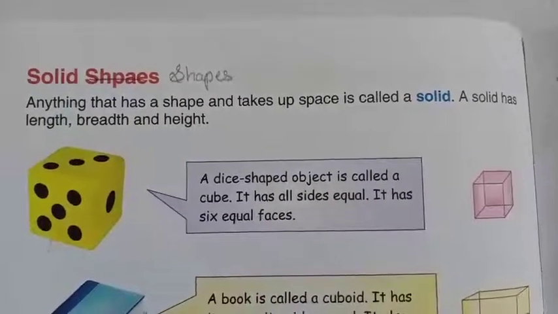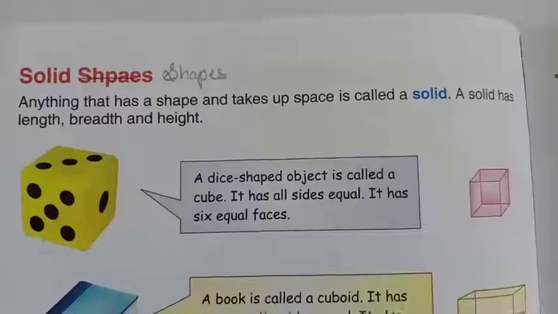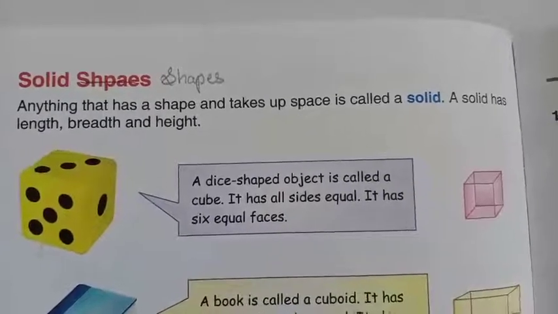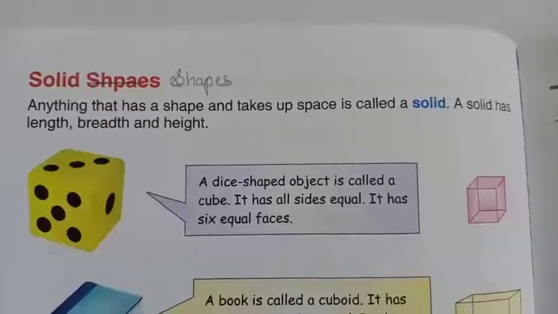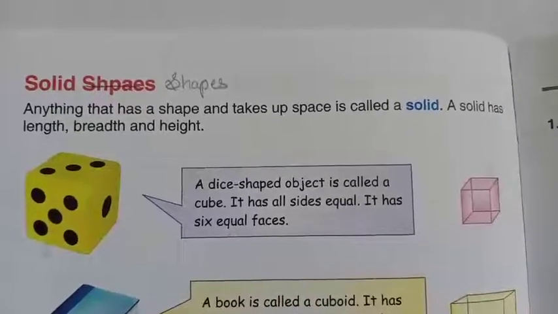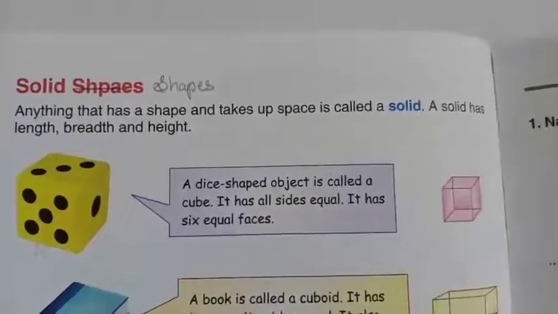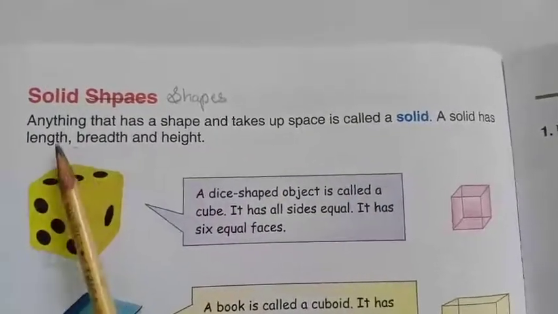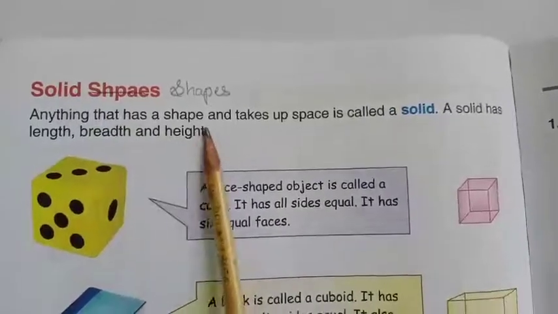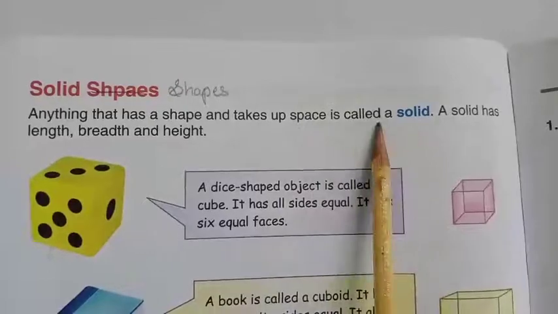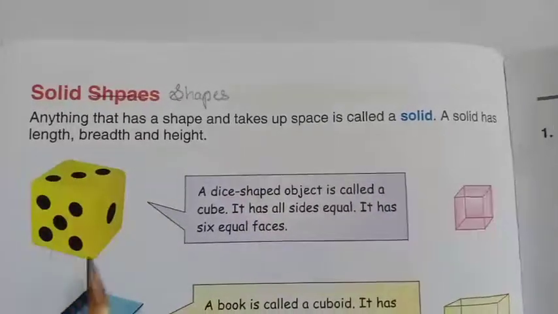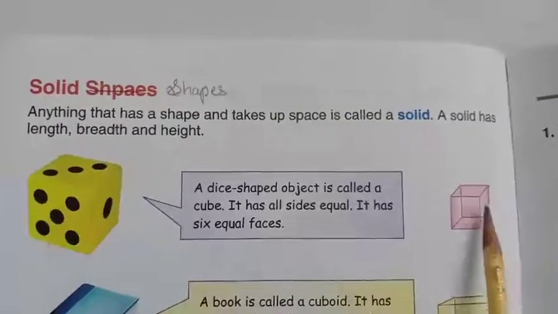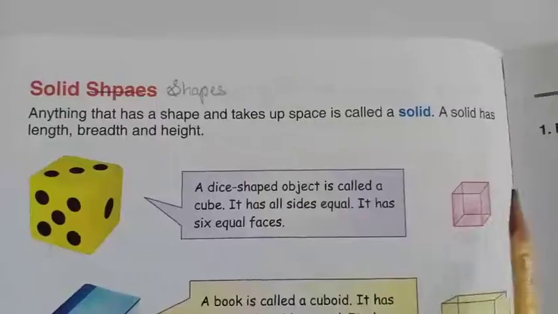Okay, so what is the topic, children, today? Solid shapes. S-O-L-I-D, solid. S-H-A-P-E-S, shapes. Solid shapes. Now let us know what is meant by solid. You can see here a definition: anything that has a shape and takes up space is called a solid. It may be anything which takes up space. Okay, you can see here, it takes up space, we call it a solid.